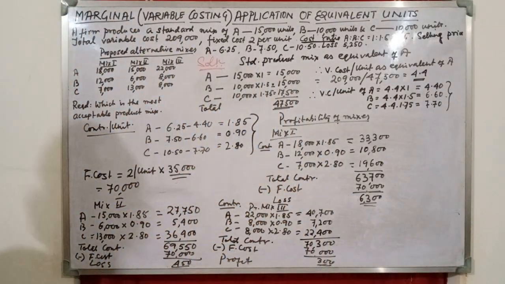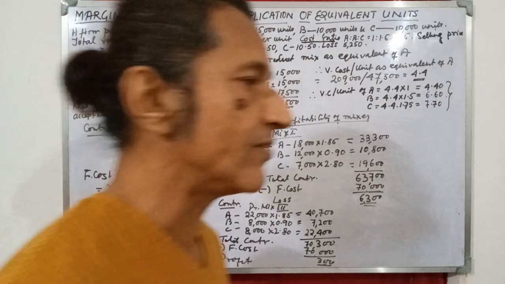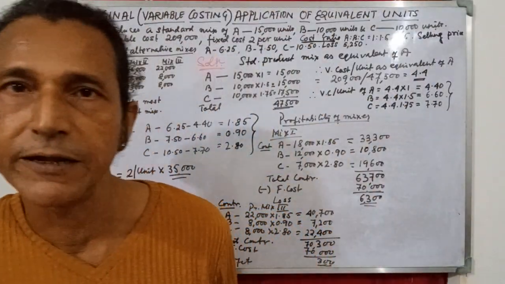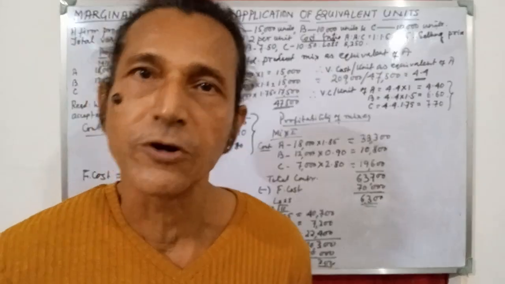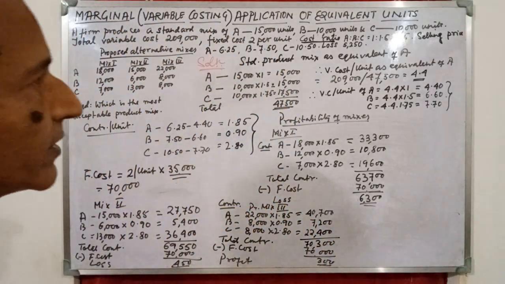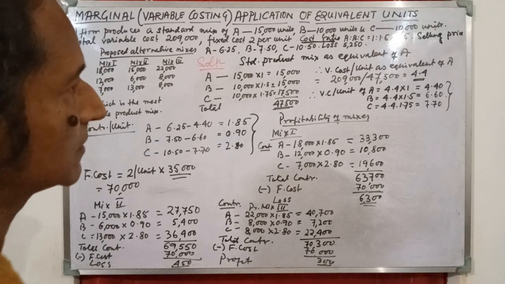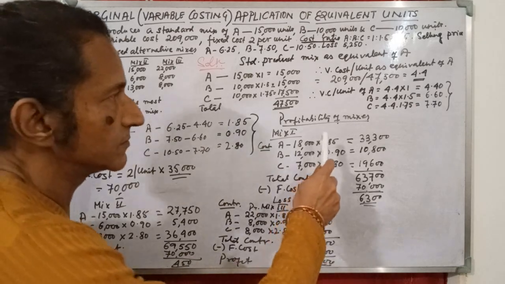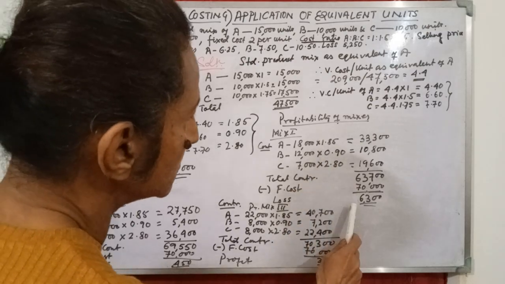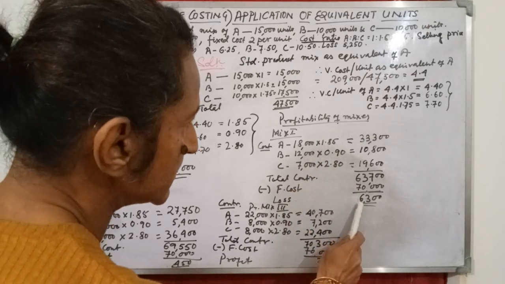Okay, so we have found out the profitability of the alternative proposed product mixes. And what are the profitabilities? Profit from mix 1 is minus 6300, that is a loss of 6300.